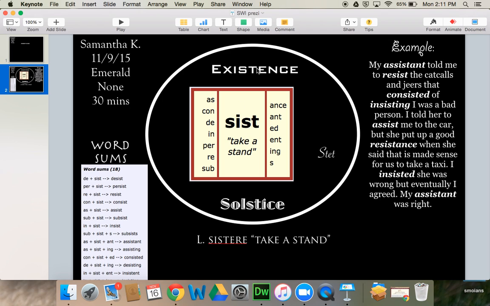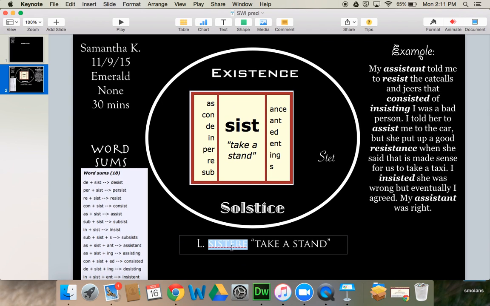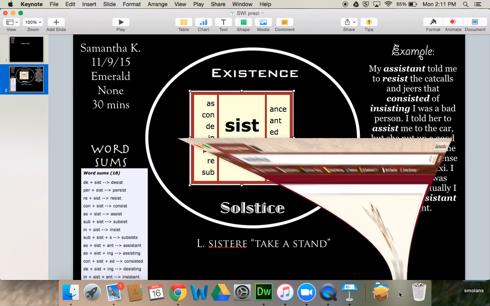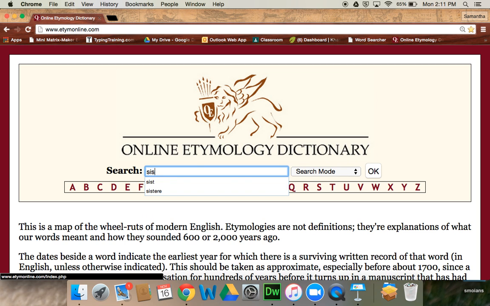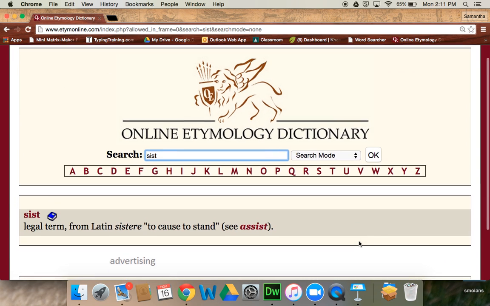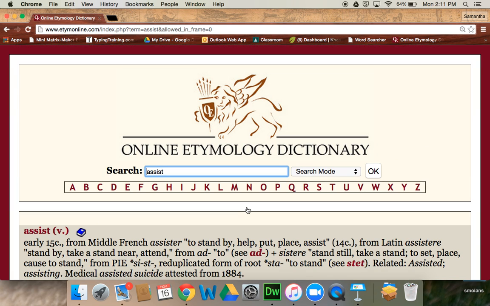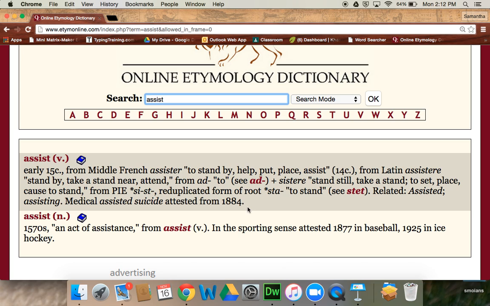So here I have my matrix and my word sums, and the root is Latin sistere, take a stand. When I first looked at this, I thought that SIST was a bound base. Don't we all? So then I opened up Etymonline, typed in SIST, and searched it and got legal term from Latin sistere, to cause to stand. And I got a link to assist, and here we are. I thought that was kind of awesome.